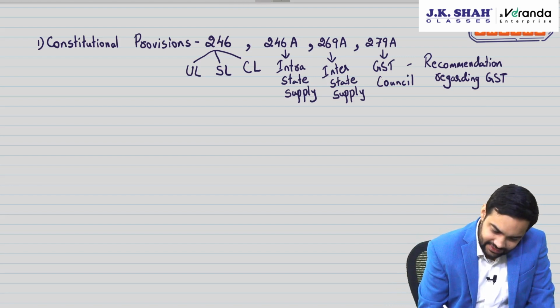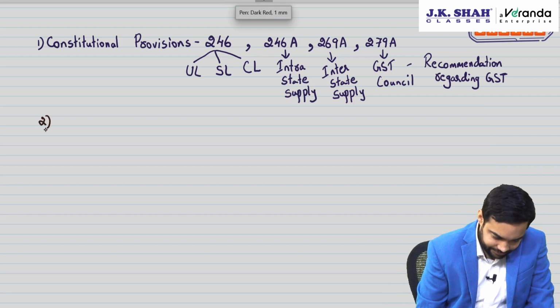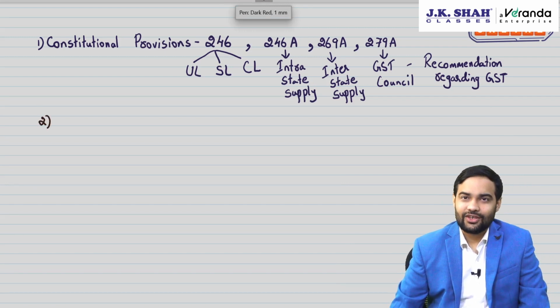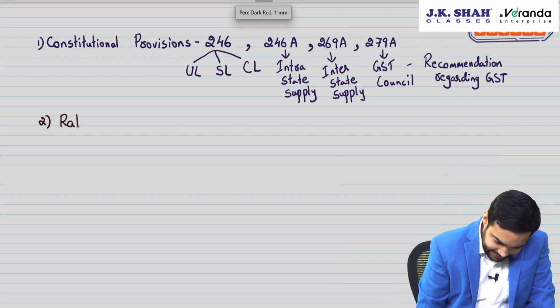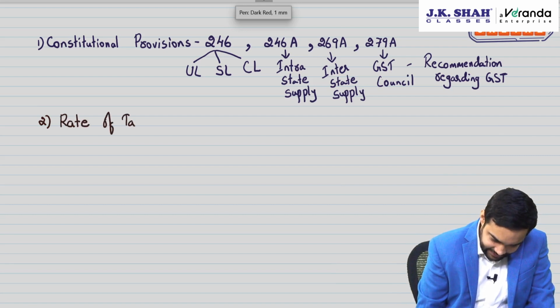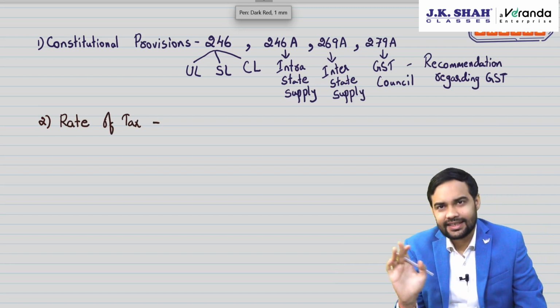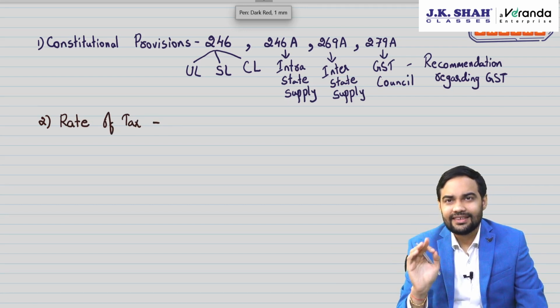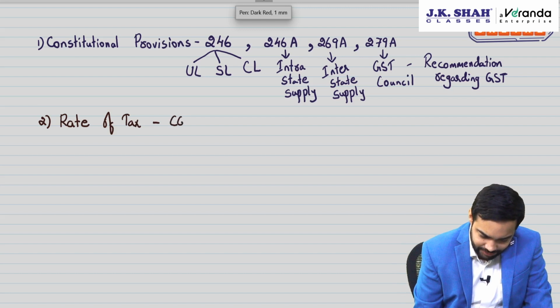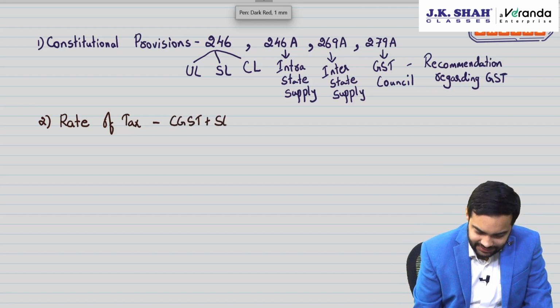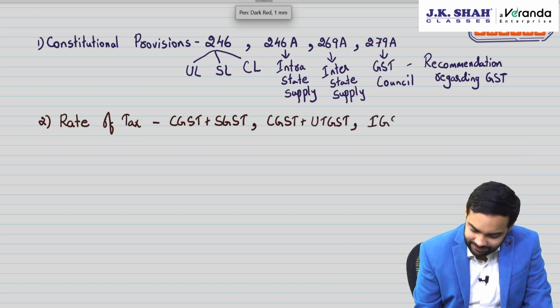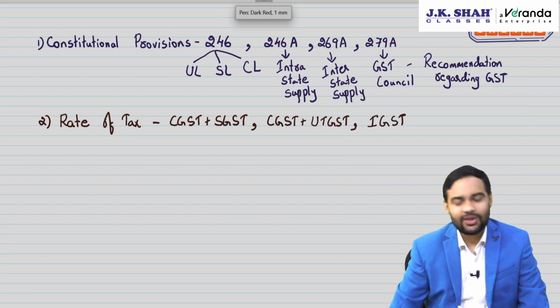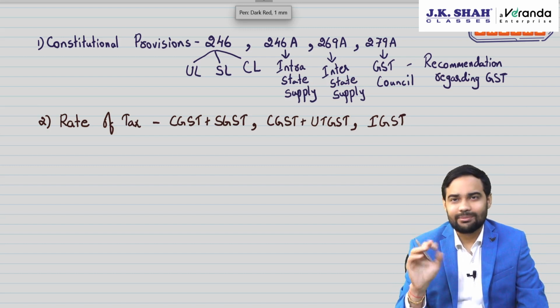Post this, we move on to rate of tax. How do we select the rate of tax? Now, for any transaction there can be only 3 combinations. The first combination is CGST plus SGST. Second one is CGST plus UTGST. And the third one is IGST. Now the first two are called intrastate supplies.